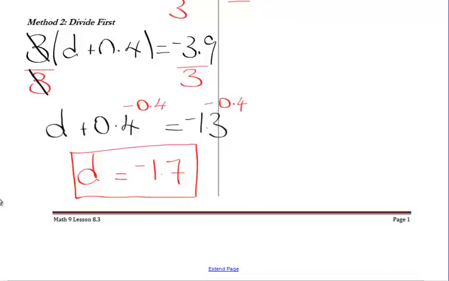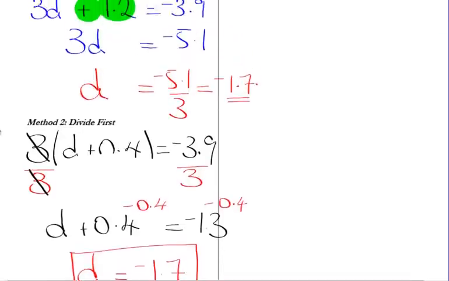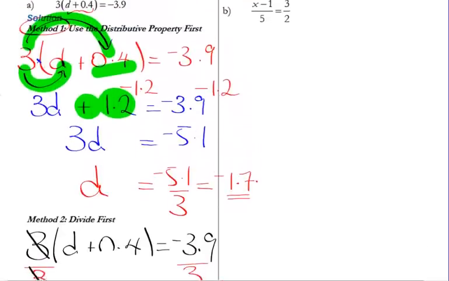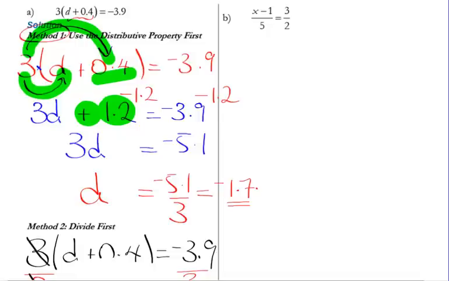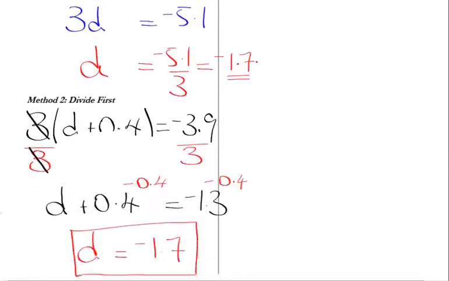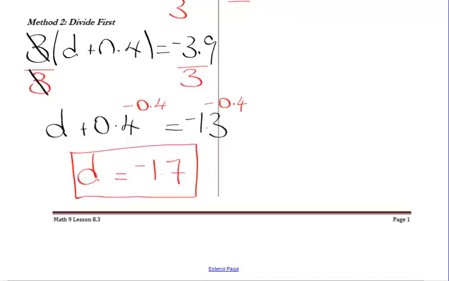Now you have an option when you do these. When you're dealing with an equation which has a coefficient times a binomial, you can expand using the distributive property, or you can actually go through and divide by the coefficient first of all.